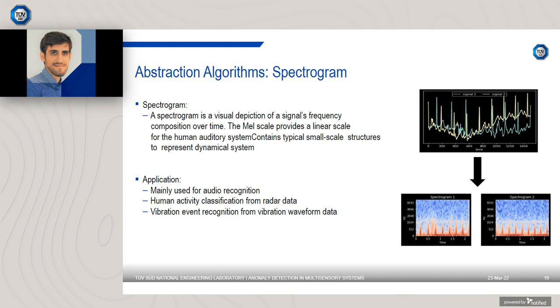Another useful tool as an abstraction algorithm is spectrograms. Spectrograms display changes in the frequencies in a signal over time. So we can have information from both the frequency domain and the temporal domain in the same plot. That's why spectrograms are very useful, especially for audio recognition. We can also have a clear picture of different segments of the data by use of spectrograms.